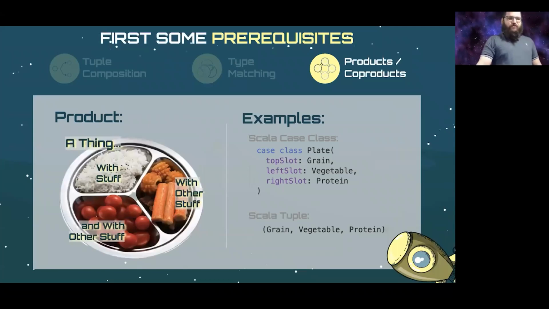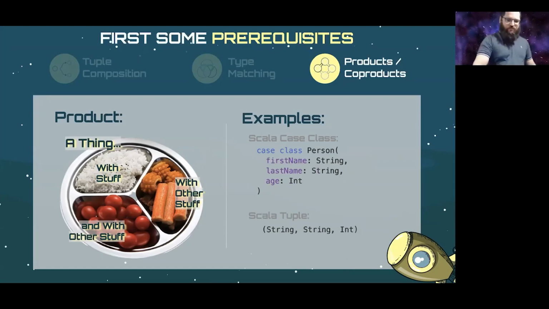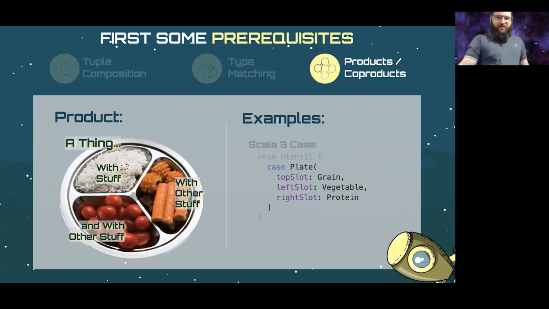But anyway, let's talk about products and coproducts for a second. Here's a product: a thing with stuff with other stuff. It's stuff and stuff and stuff. So a product typically in Scala is represented as a case class or a tuple. They're all a product. Case class just happens to have field names on it. There's another example.